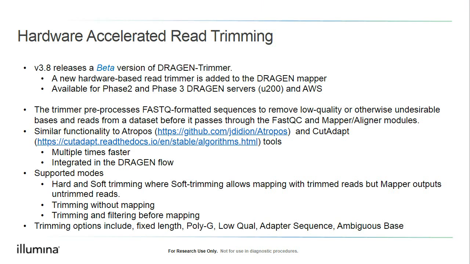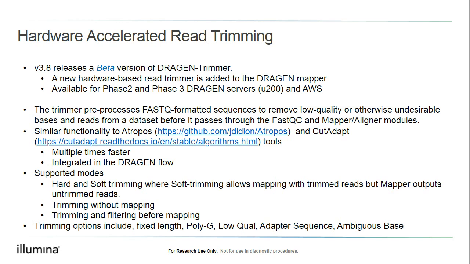Another update that we have made in the 3.8 software is the read trimming capability in DRAGEN. If you remember, in 3.7 we had introduced a poly-G trimmer specific to poly-G trimming. In 3.8 we are now introducing a hardware-accelerated generalized trimmer. What this lets you do is trimming similar to the functionality of Atropos, Cutadapt, or Trimmomatic. However, it is multiple times faster. It is integrated in the DRAGEN workflow. It supports hard as well as soft trimming.